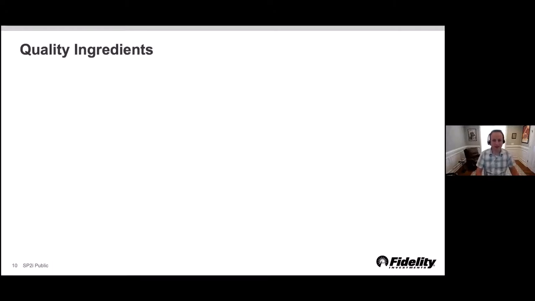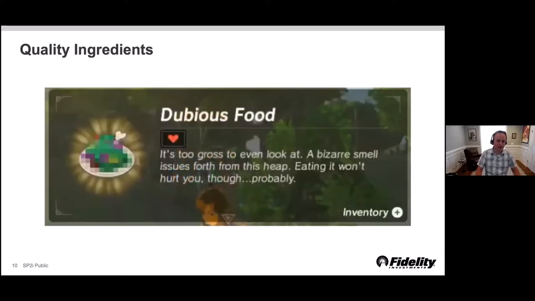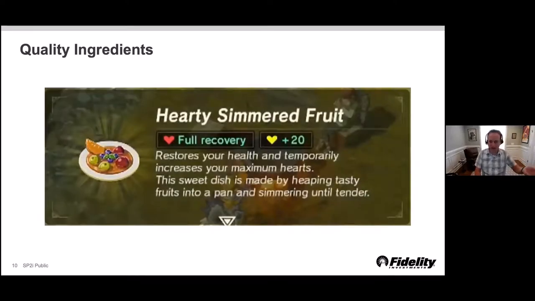Speaking of ingredients, I'm going to call out to a friend. Everybody likes Link. I know I like Link. Maybe I'm dating myself a little bit. But for a more recent game, we all remember if you played Breath of the Wild, you couldn't just slam any ingredients together and get a good product. Unfortunately, this didn't poison you, but it wasn't what you were looking for. You hopefully were looking for this one. We all remember where you had to go and get the ingredients for that.